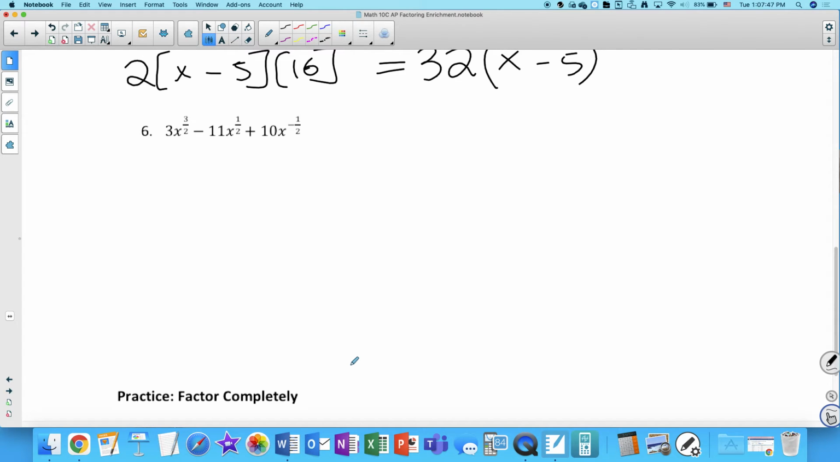Firstly, I'm going to do some stuff, and I wouldn't necessarily expect that you would think of this. But what I want to look at in this, it's not a polynomial, by the way. This is not a polynomial. Why not?